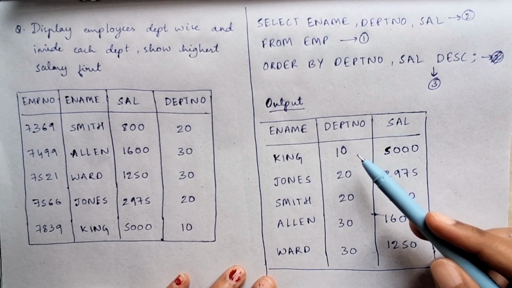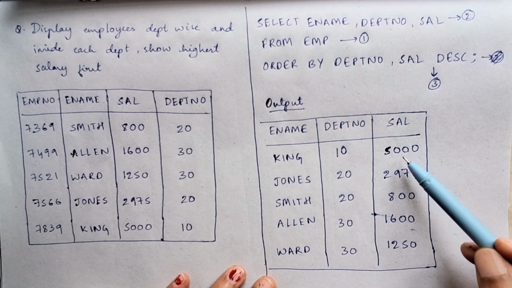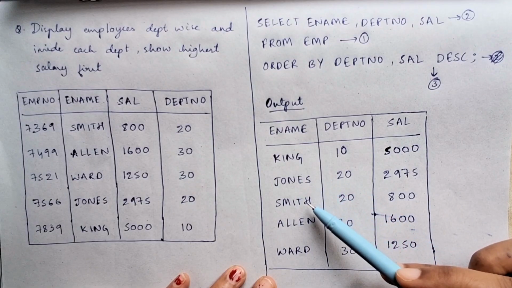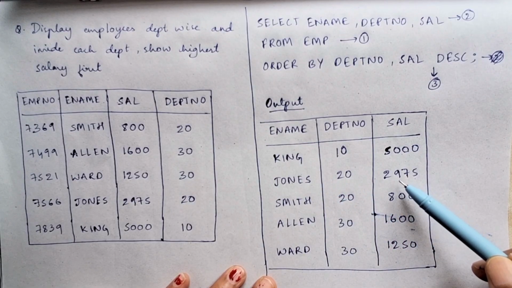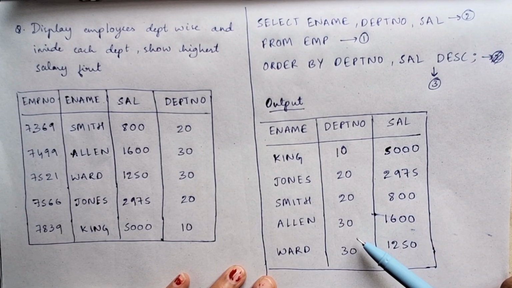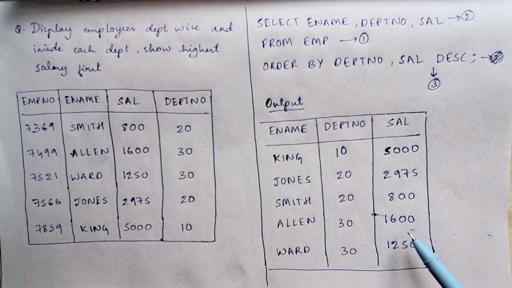Next, second level of sorting, which is salary wise in descending order inside each of the department. That is, in department 10 we have King of salary 5000, and in department 20 we have Jones and Smith of salary 2975 and 800, and in department 30 we have Allen and Ward of salary 1600 and 1250.